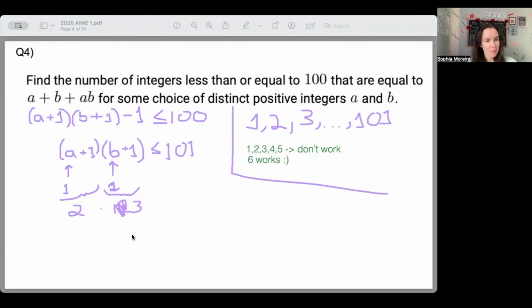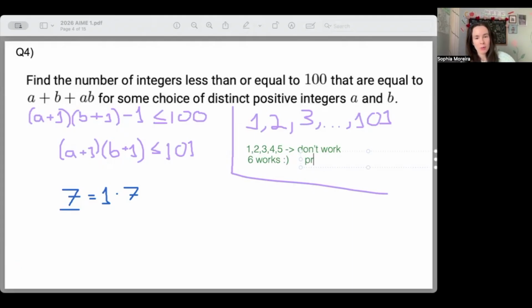What about 7? So I know the factorization for 7, let's just switch colors here. 7 is a prime number, so 7 equals 1 times 7. However, we cannot have either of these factors equaling 1, because that would mean a or b has to equal 0. So while we're able to acquire a 7 by making a or b equal to 6, we actually can't get the 1 term. Therefore, not only does 7 not work, but primes in general don't work.